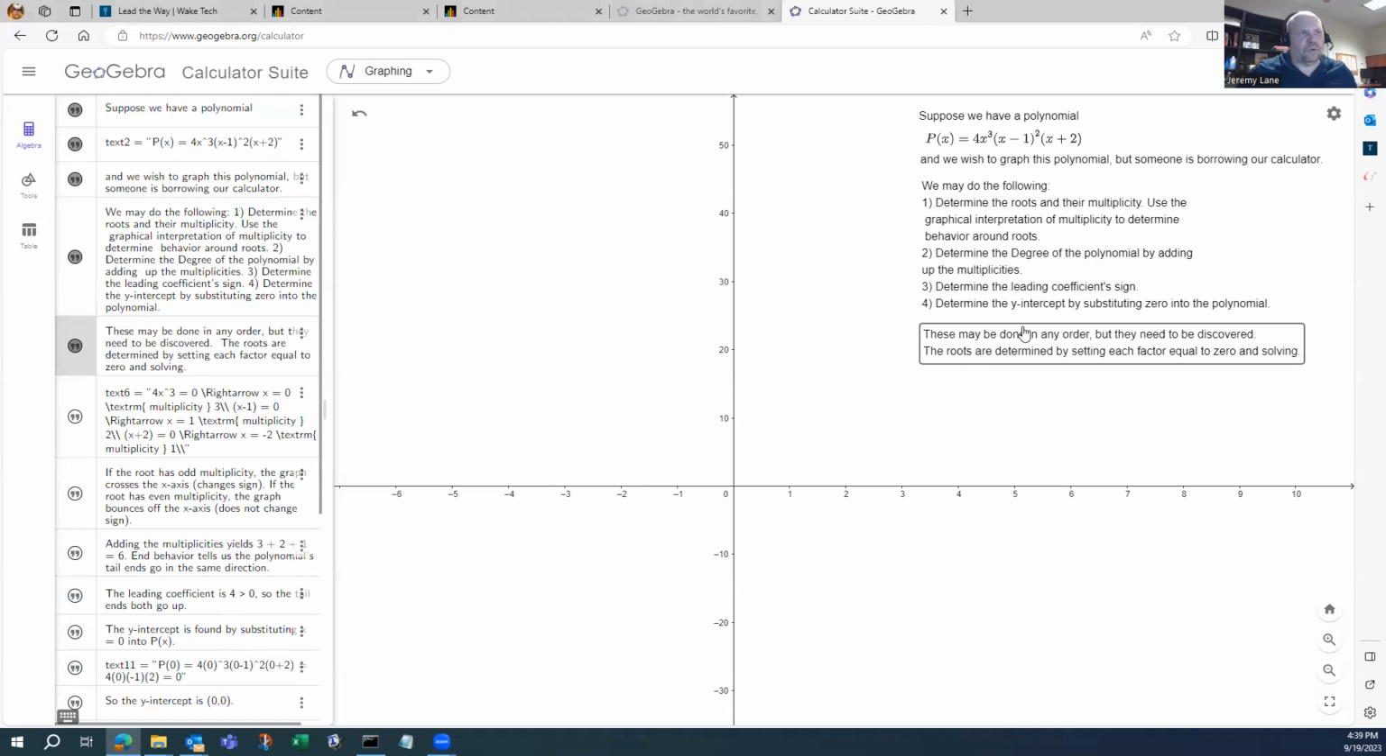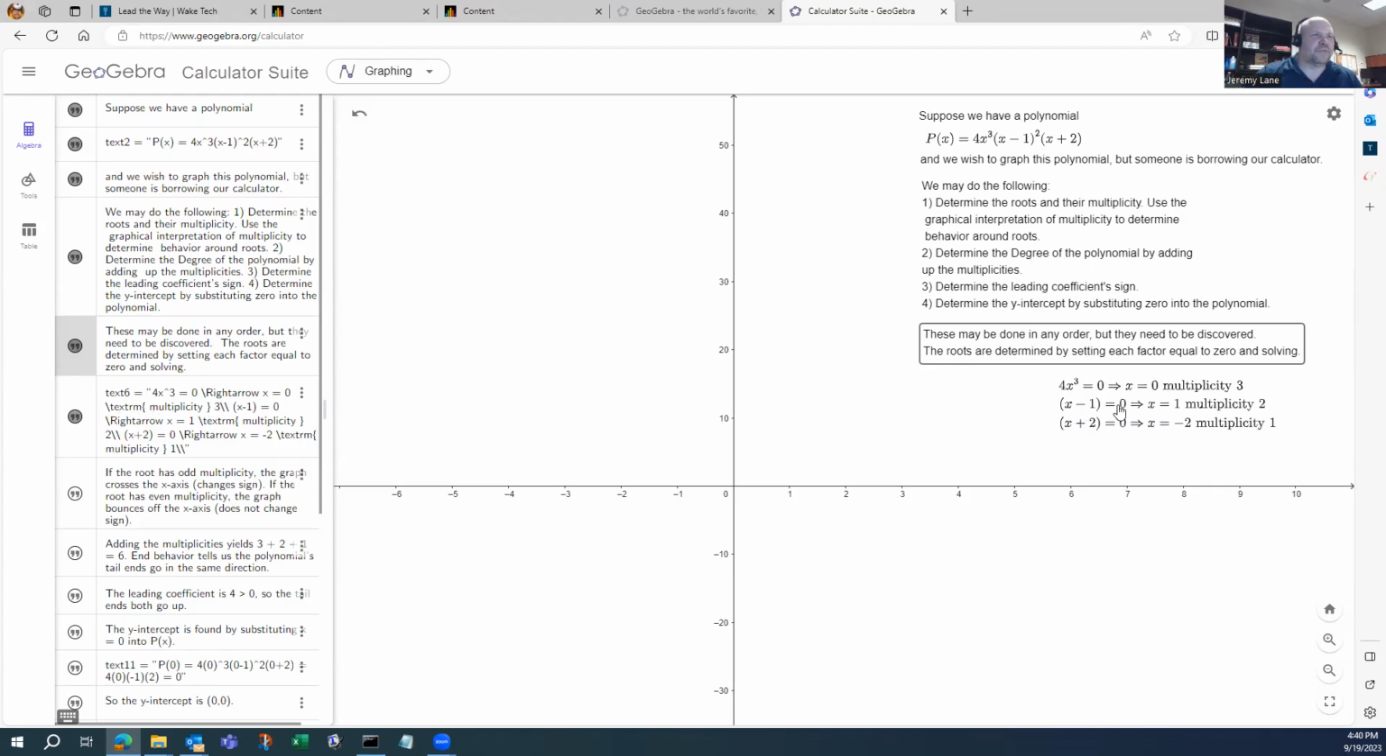So we're going to start with our roots. The roots are determined by setting each factor equal to 0 and solving. So the factor 4x cubed, we set that equal to 0. This gets x equals 0. And the power on the factor gives us the multiplicity. So this power is 3, so it has a multiplicity of 3.